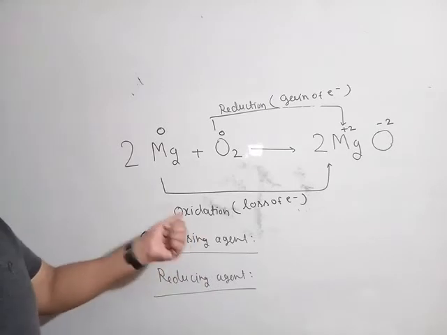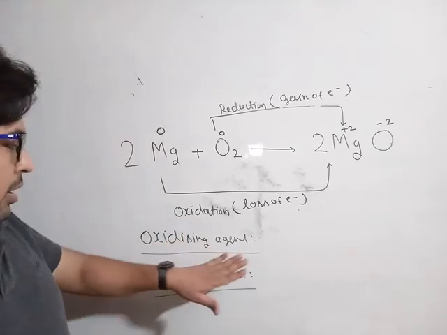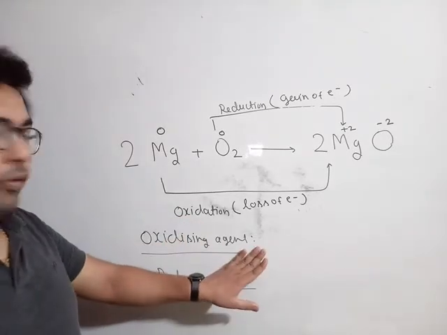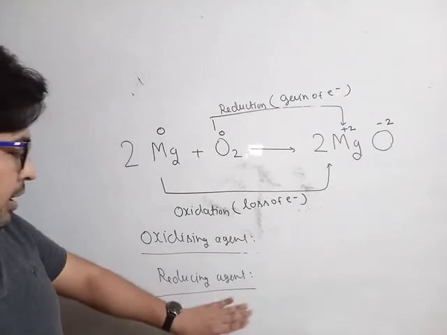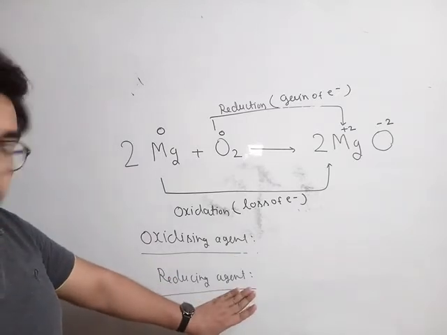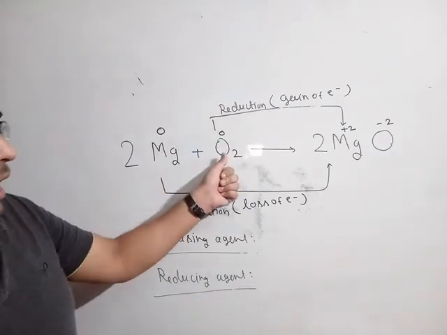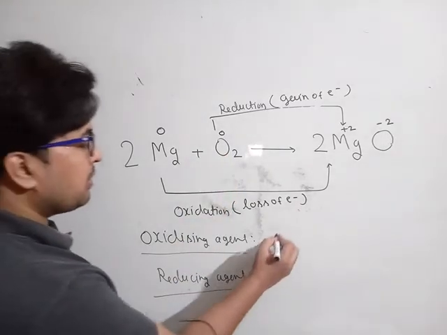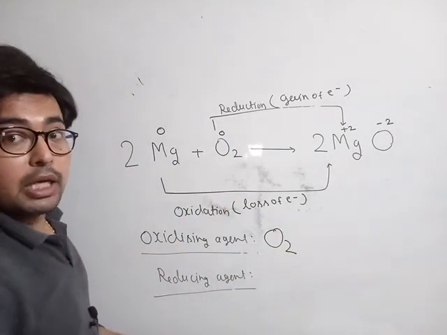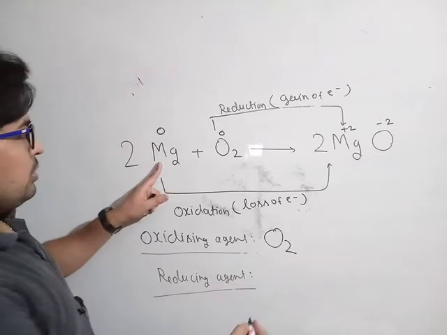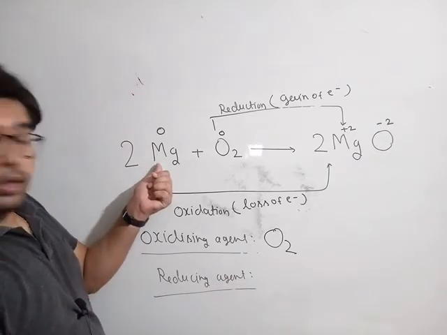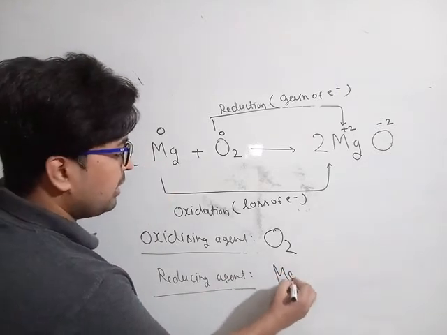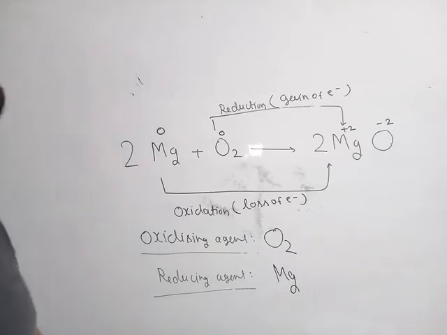According to the definition, the acceptor of electron is called the oxidizing agent and the donor of electron is called the reducing agent. So here oxygen is accepting the electron, so it will be the oxidizing agent, and Mg is donating the electron, so Mg will be the reducing agent.